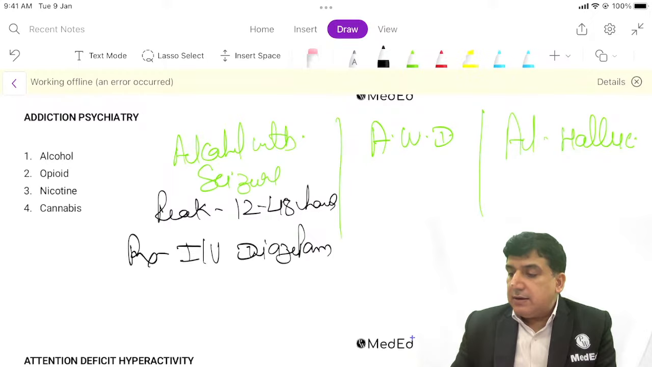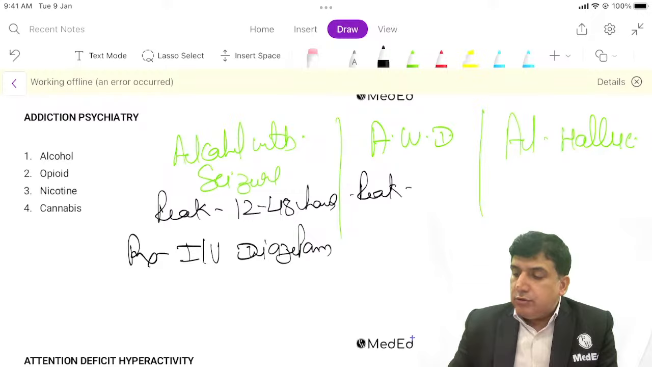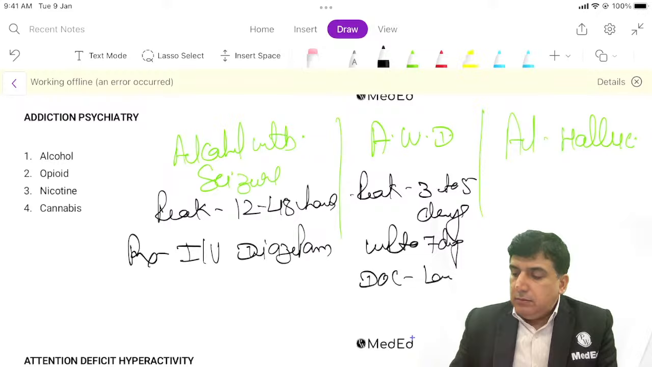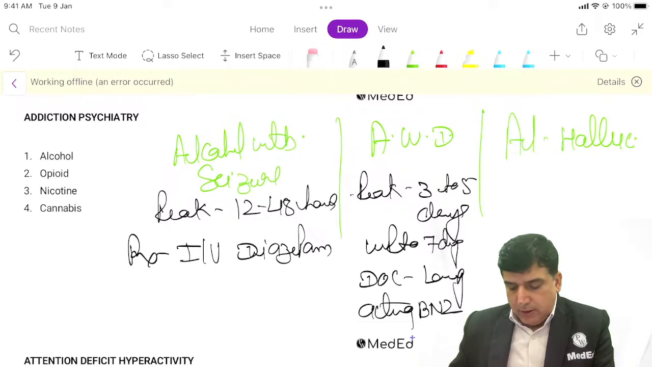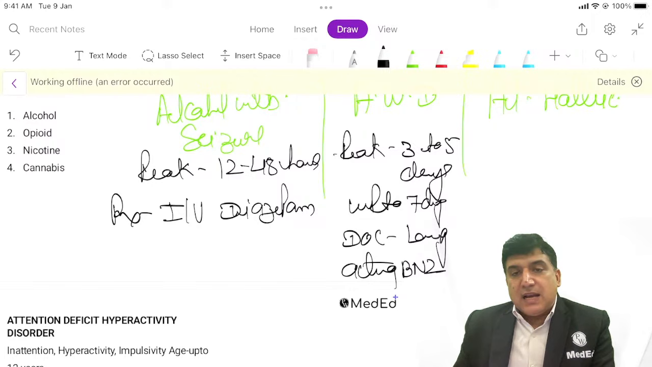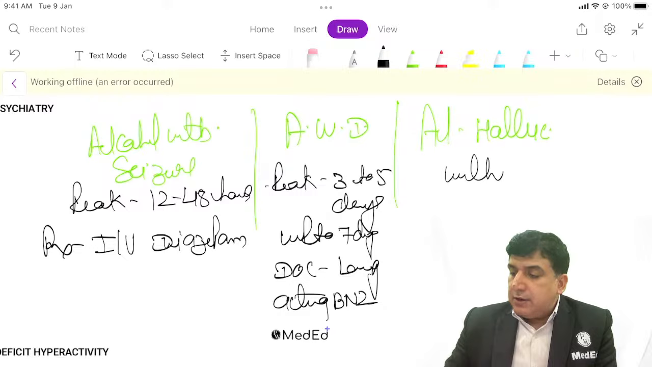You have to remember the peak, they will give you the option 12 to 48 hours. Alcohol withdrawal delirium or delirium tremens, the peak is 3 to 5 days, but it can go up to 7 days. The drug of choice is long acting benzodiazepines like chlordiazepoxide and diazepam. Alcoholic hallucinosis, within 24 hours.